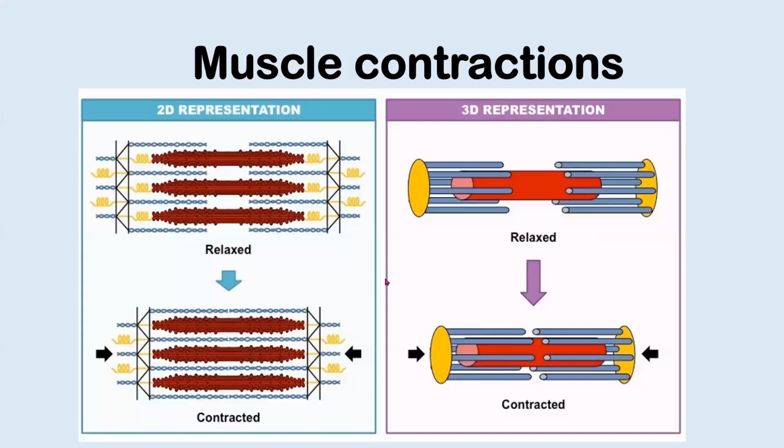Here's another version of it, the 2D representation where the fibers move across each other, and these fibers are pulled across. The gray ones are pulled across by the little head on the, whatever color that is, brown. And this is a 3D representation.